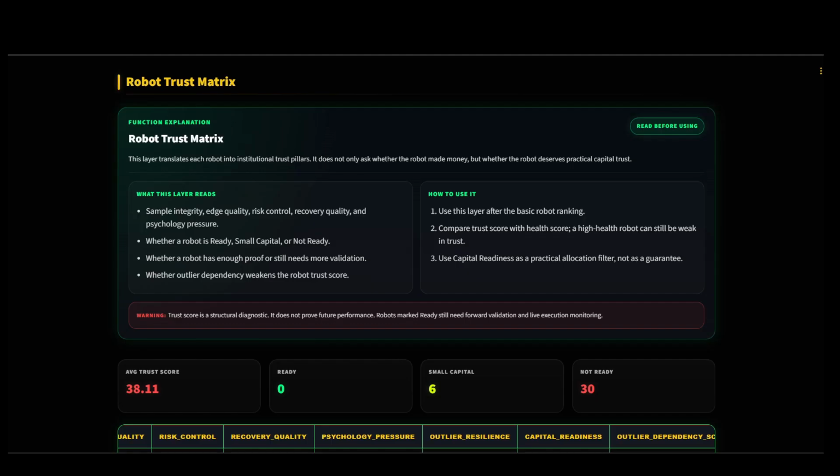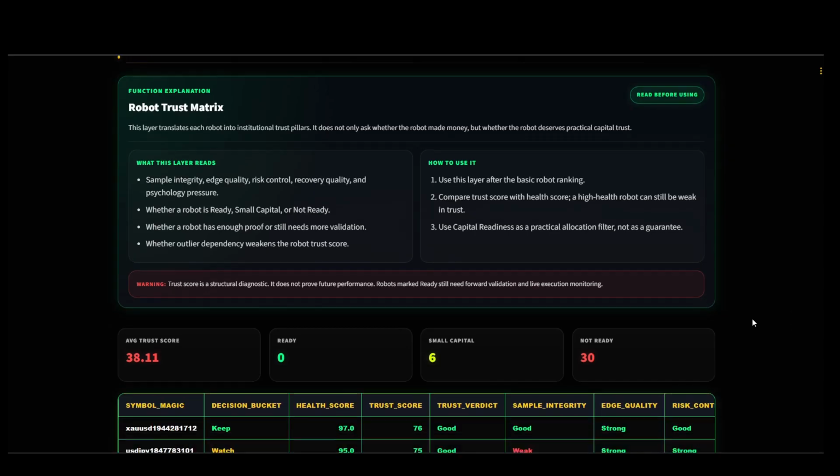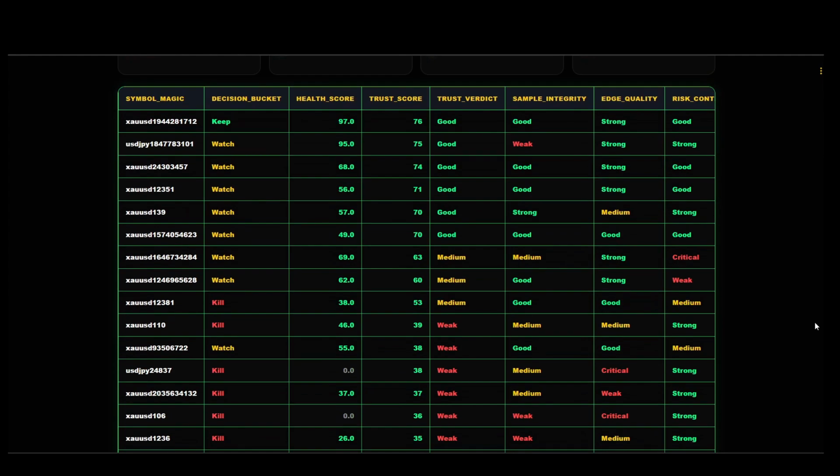And honestly, this is also why I built the trust matrix separately from the normal health score, because a robot can still survive some layers while failing deeper trust validation. Once psychology pressure, recovery quality, or dependency structure are added into the equation, now we move into the actual robot trust matrix table. And this is where the workflow starts combining all the previous structural layers together into one institutional trust profile per robot. So the table starts with the symbol and magic number, the decision bucket, the health score, the trust verdict, the sample integrity, the edge quality, and the risk control structure.